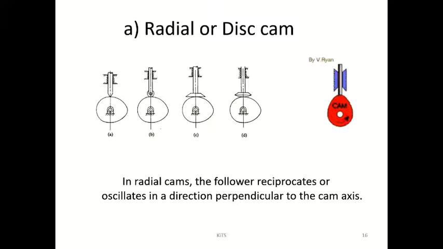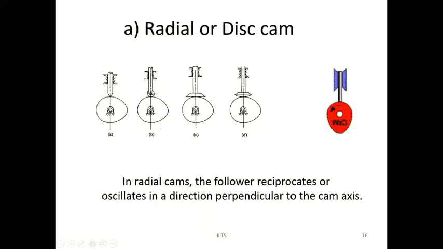A few other types of cam: disc cam or radial cam. All of these are radial cams or disc cams. But see the follower here. The edge of the follower is very sharp. So this is called knife edge follower.